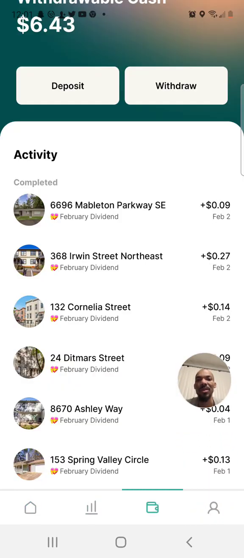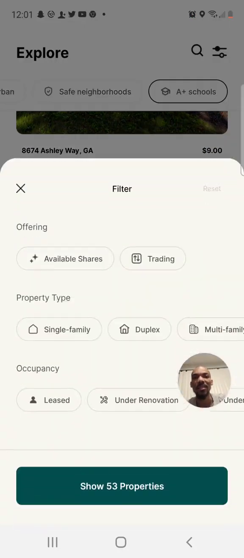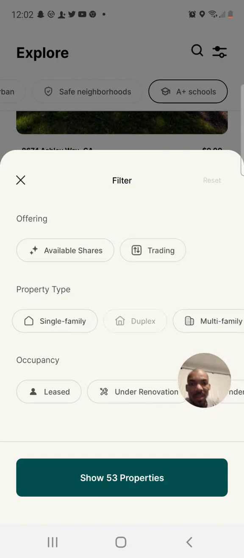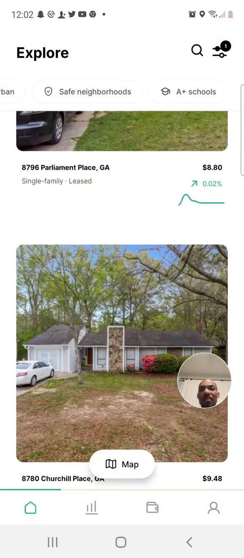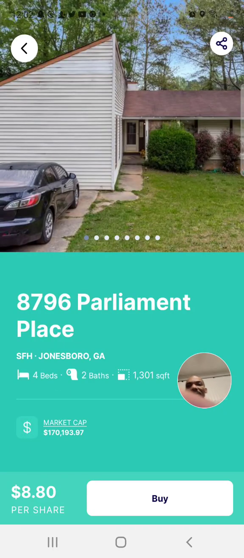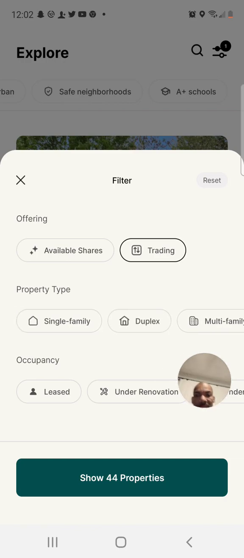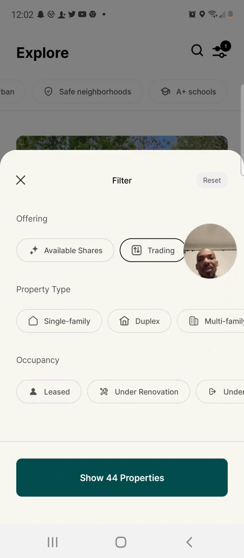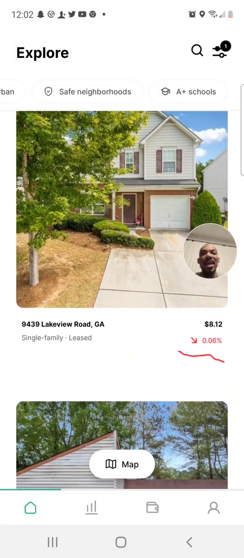I just want to make sure I went over everything, and let's also see what they got for the filter. You can look at available shares, and you can also look at the ones that are strictly trading, if you wanted to do that as well. Let's make sure I have everything. Yeah, it shows 44. It looks like they have all 44 properties now, but that is pretty much it.